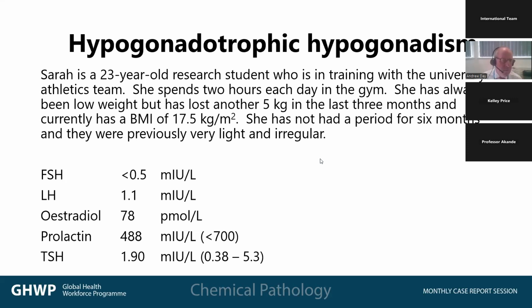And there aren't really any prizes for interpreting these data appropriately, so she's got a combination of low LH and FSH with a low estradiol, indicating that this is likely to be of central origin, hypothalamic or pituitary. We've checked her prolactin and her TSH because those are appropriate investigations in any patient with amenorrhea or with an irregular menstrual cycle, and they're both normal.